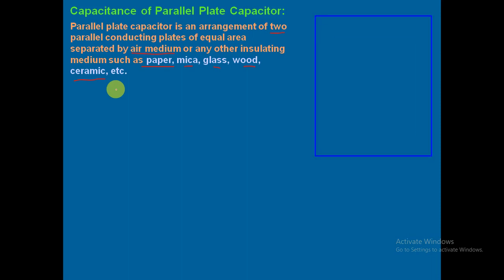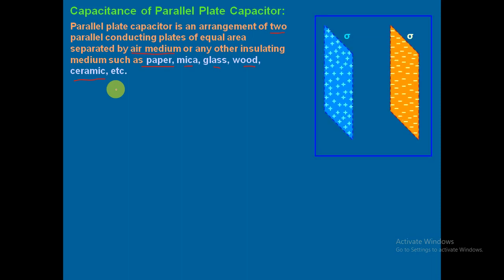So let us start. We have two parallel plates here, and you can see both of the parallel plates are equal in area, and equal and opposite charges are given. One has positive charge, another has negative charge. A is the area of both of the plates, and let us consider the distance between the two plates is small d.